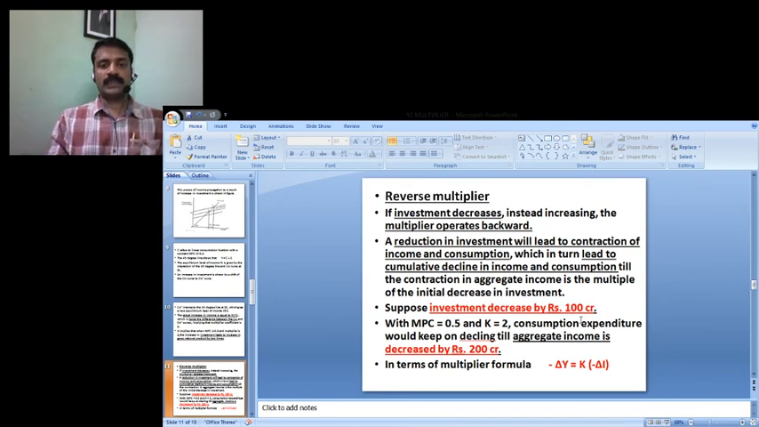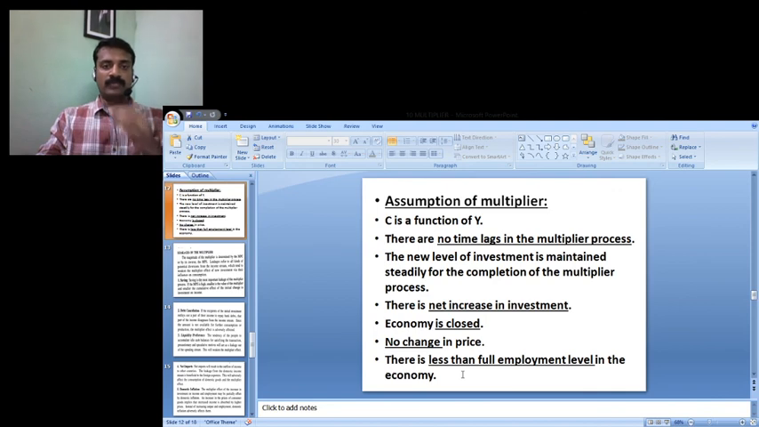K equal to 2. Here the investment decreases by 100 crore, which leads to a decrease in the aggregate income level by 200 crore. Multiplier is 2. So 2 times reduction happens. So income is reduced when the investment is decreased. When the investment decreases, that leads to a decrease in the income level. It's a reverse multiplier.